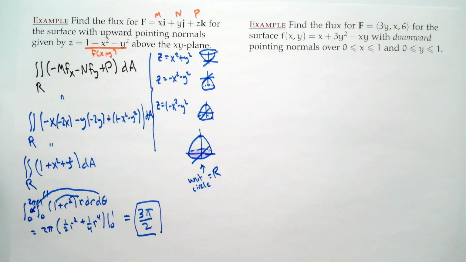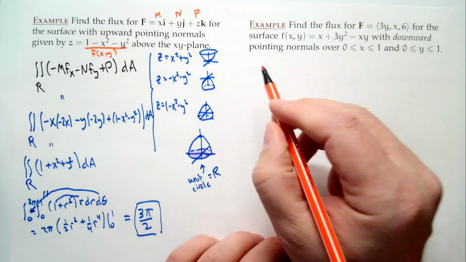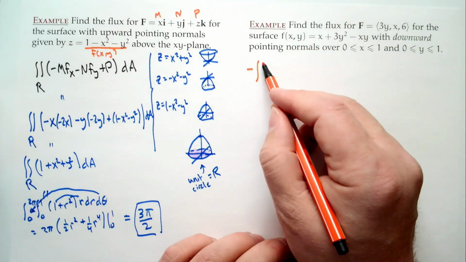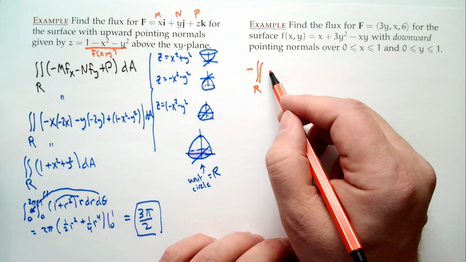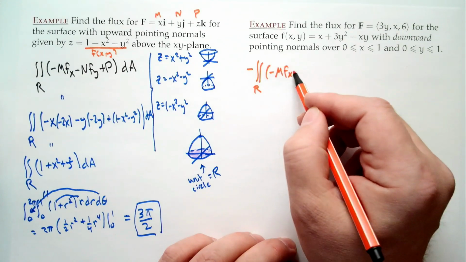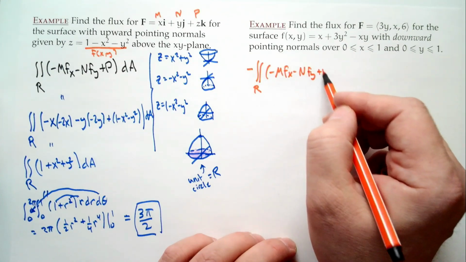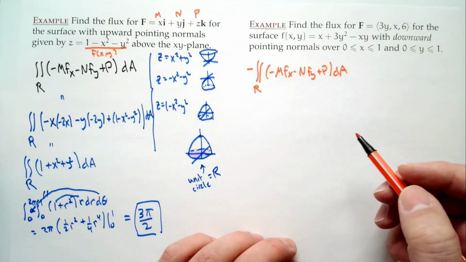Flip your orientation, it changes your sign. All right, so we can actually still use our same formula. We just say, because it's downward, toss a negative in. So negative integral of our region of minus M f_x minus N f_y plus P. All right, that's not any big surprise.